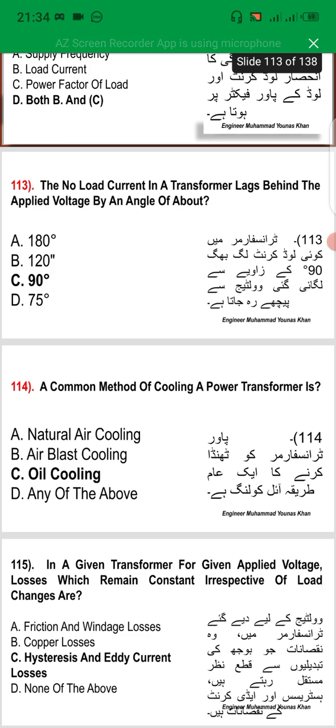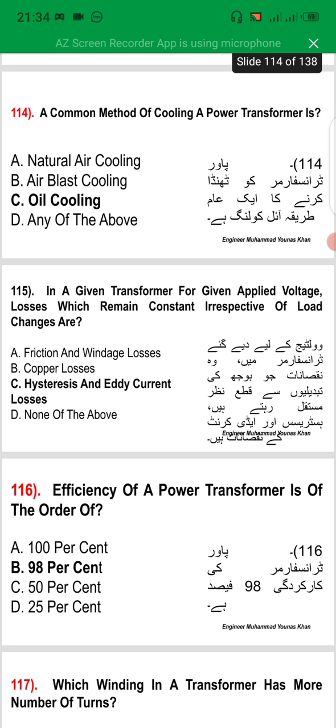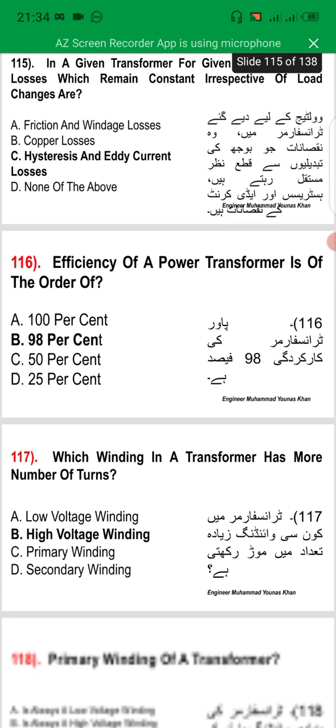A common method of cooling a power transformer is oil cooling. In a given transformer, for given applied voltage, losses which remain constant irrespective of load change are hysteresis and eddy current losses. Efficiency of a power transformer is of the order of 90%.